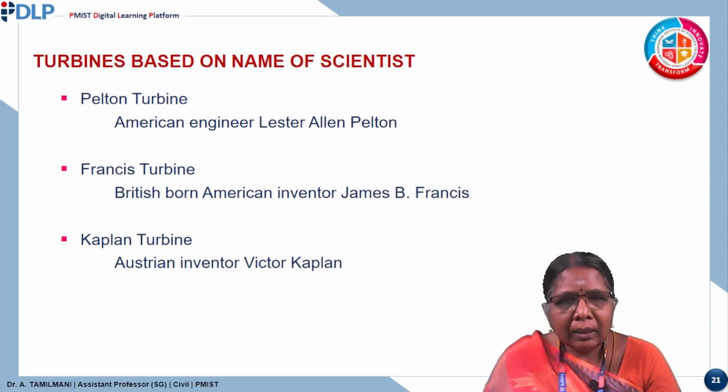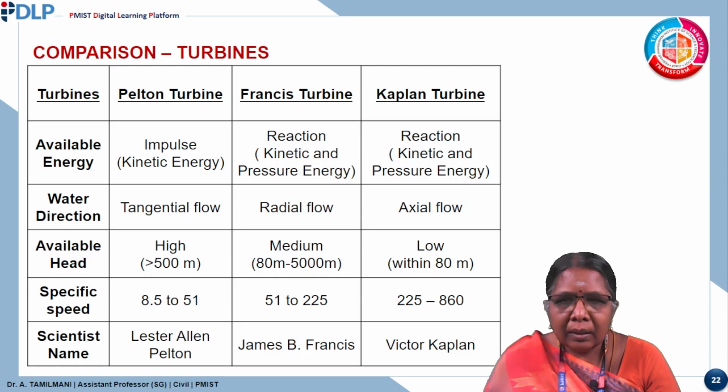Then we have the classification based on the scientist who invented or developed these turbines. Pelton wheel, invented by the American engineer Lester Allen Pelton. Then Francis turbine, by the British born American engineer. Then Kaplan turbine, by the Austrian engineer Victor Kaplan. This is a comparison between 3 types of turbine: Pelton turbine, Francis turbine, and Kaplan turbine.